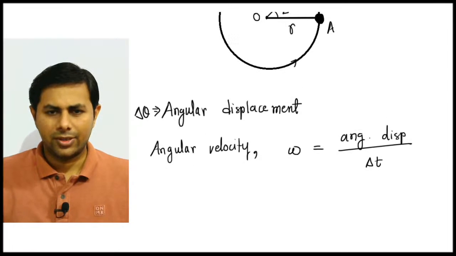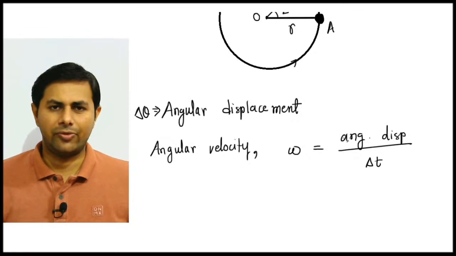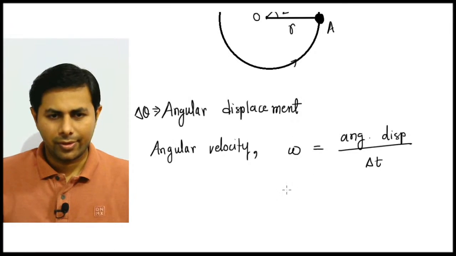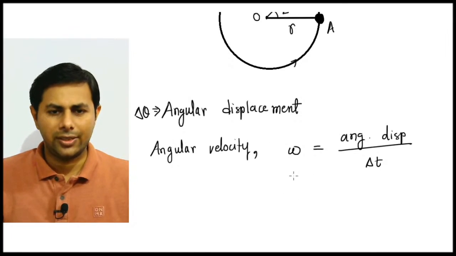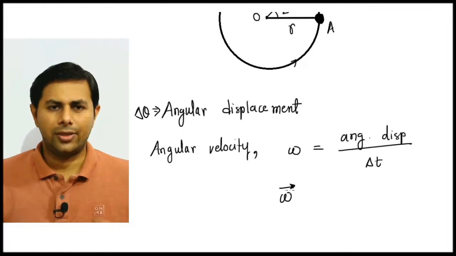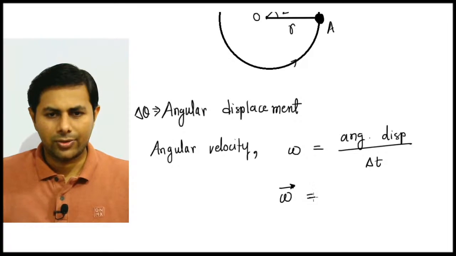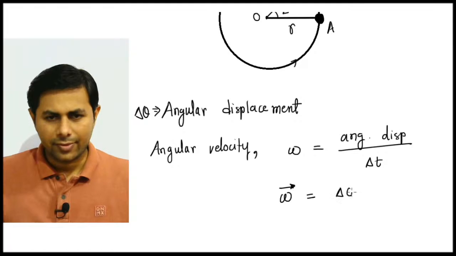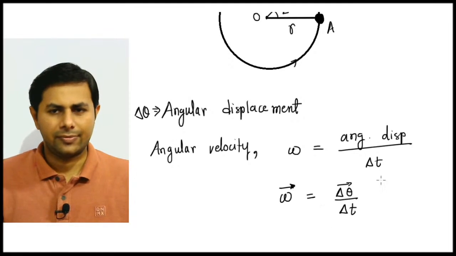Since angular displacement is a vector quantity, its direction is given by the right hand thumb rule. The angular velocity is also a vector quantity, and that's why we put an arrow on top of this omega. This letter which looks like a W is known as omega. So omega bar is the angular velocity and it is delta theta bar divided by delta t.